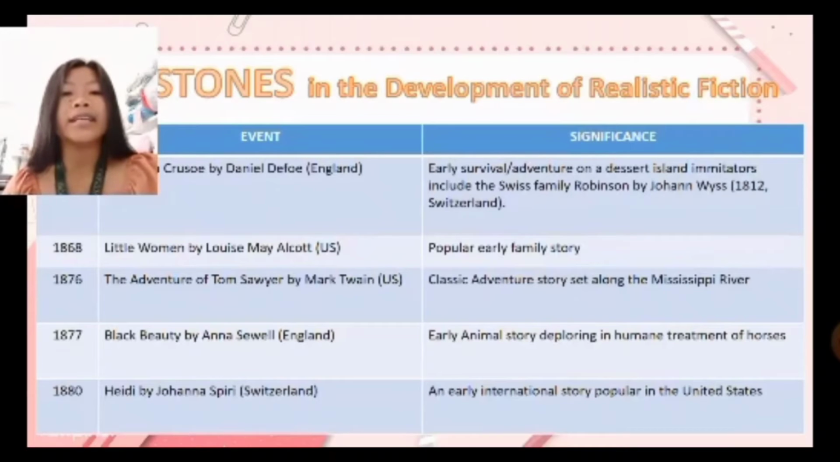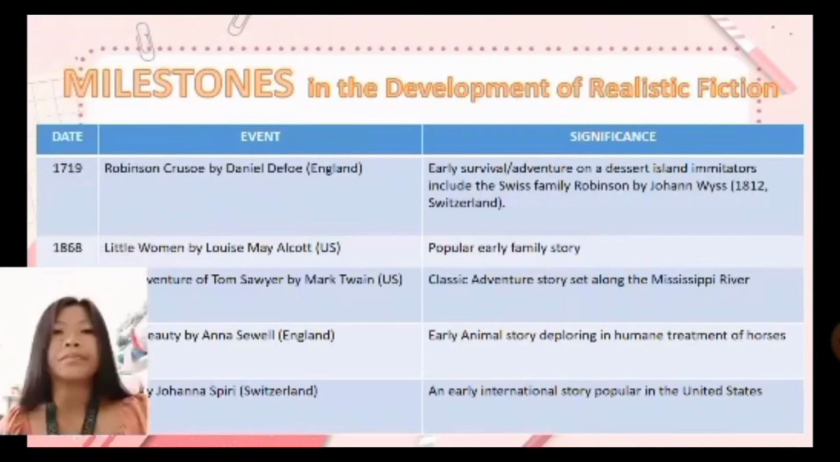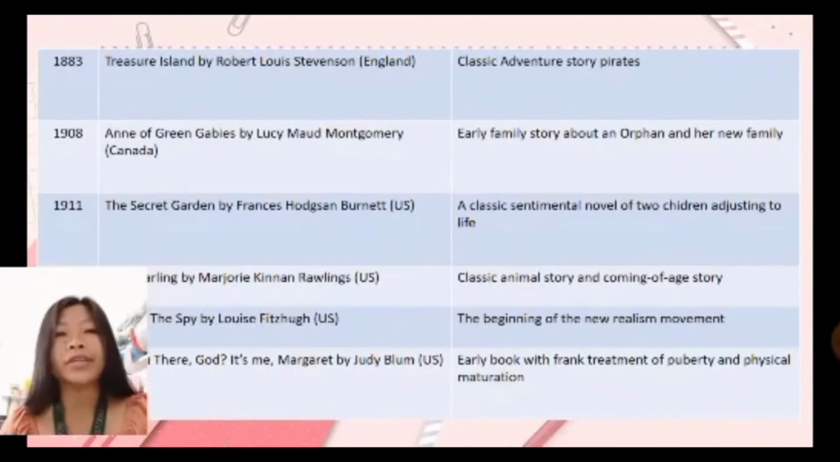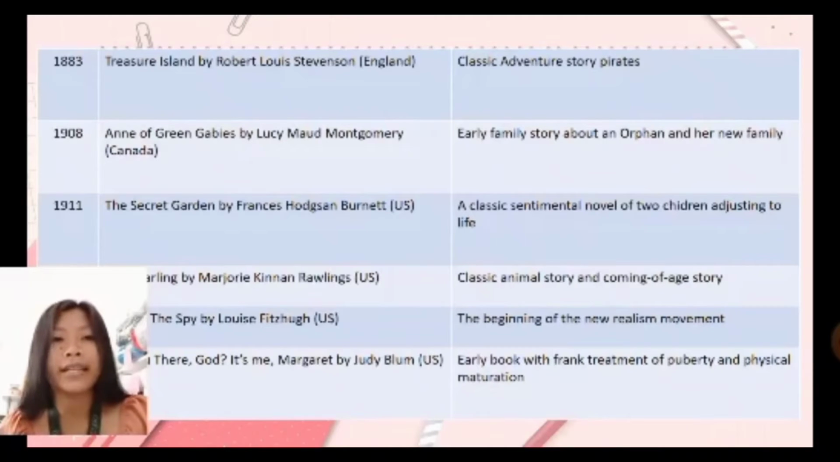1880, Heidi by Johanna Spyri, Switzerland. An early international story popular in the United States. 1883, Treasure Island by Robert Louis Stevenson, England. Classic adventure story about pirates. 1908, Anne of Green Gables by Lucy Maud Montgomery, Canada. Early family story about an orphan and her new family.